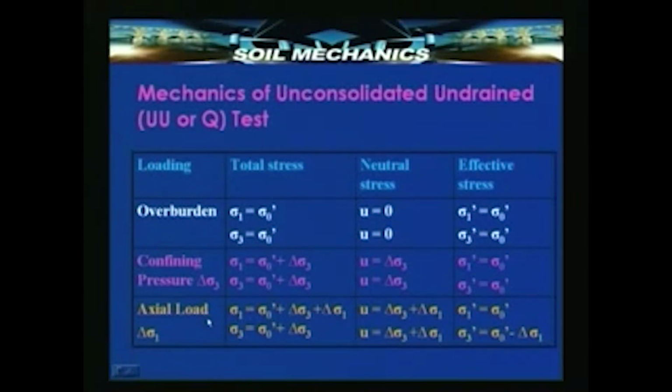When you now apply the axial load delta sigma 1, it just gets added to the total stress in the vertical direction, no change in the total stress in the horizontal direction. Pore pressures also increase because no volume change or undrained conditions are maintained. So, U becomes delta sigma 3 plus delta sigma 1 in both directions. The effective stress in the vertical direction remains as sigma 0 dash therefore, whereas in the horizontal direction it reduces by an amount equal to delta sigma 1, the pore pressure that is generated by the axial load.